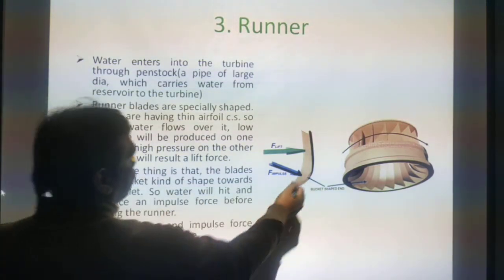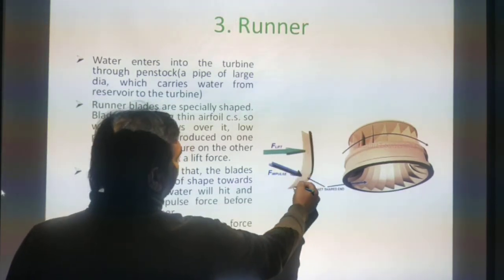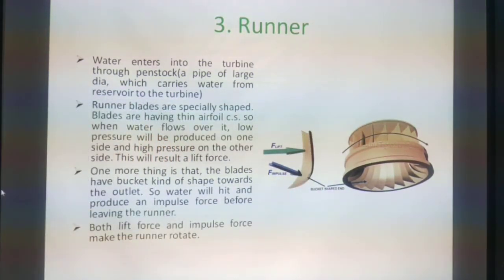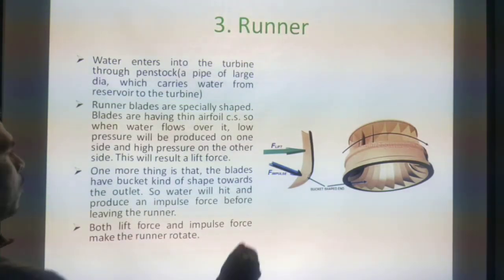Here is one runner blade. You can see the shape of a single runner blade. Runner blades are specially shaped, having a thin airfoil cross section. So when water flows over it, low pressure will be produced on one side and high pressure on the other side. This will result in a lift force.